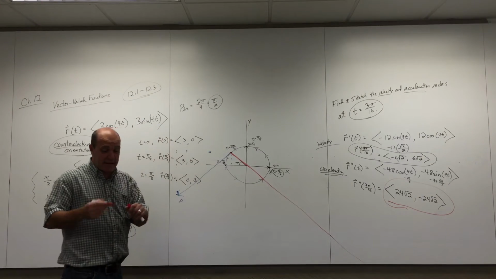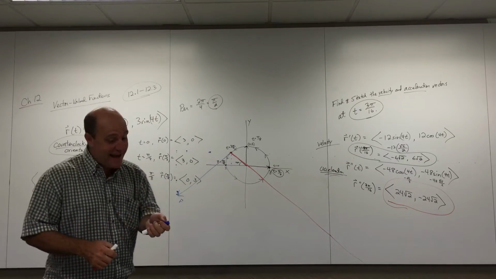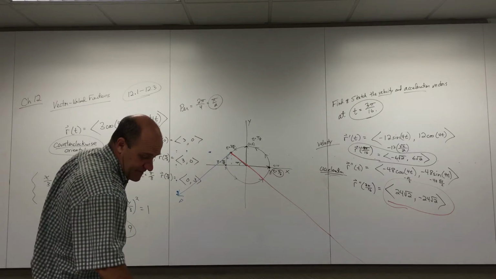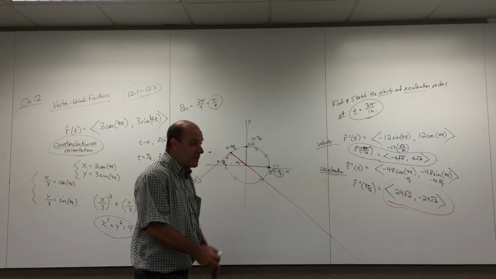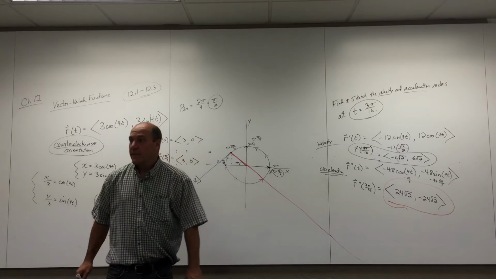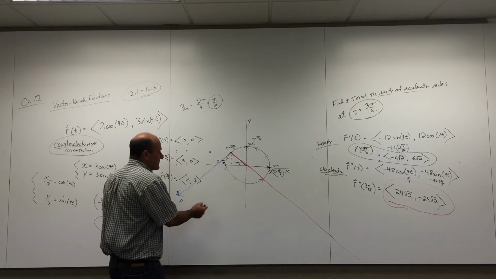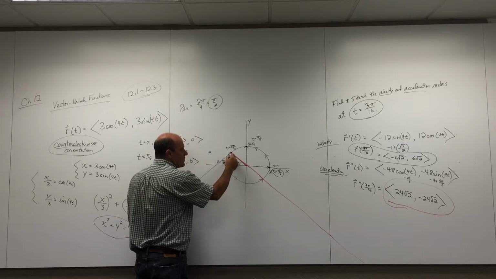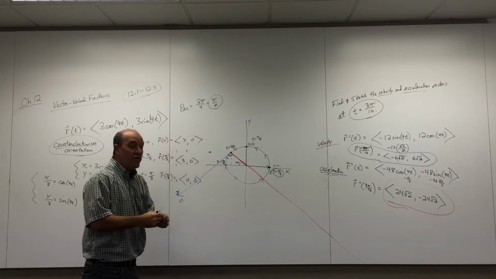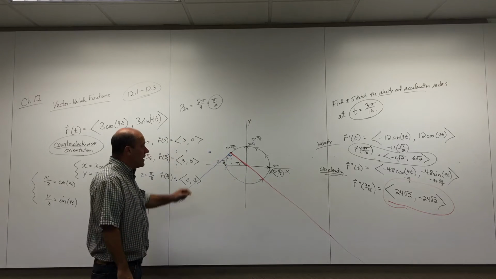Now let me ask you this. This picture's misleading. Is it speeding up, slowing down, or neither? It is neither. It's a little misleading, but this is actually a perfect 90-degree angle. And this is called uniform circular motion.